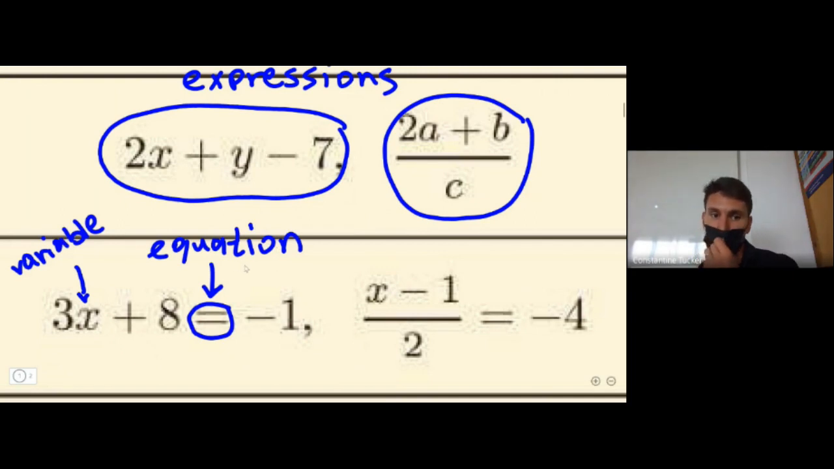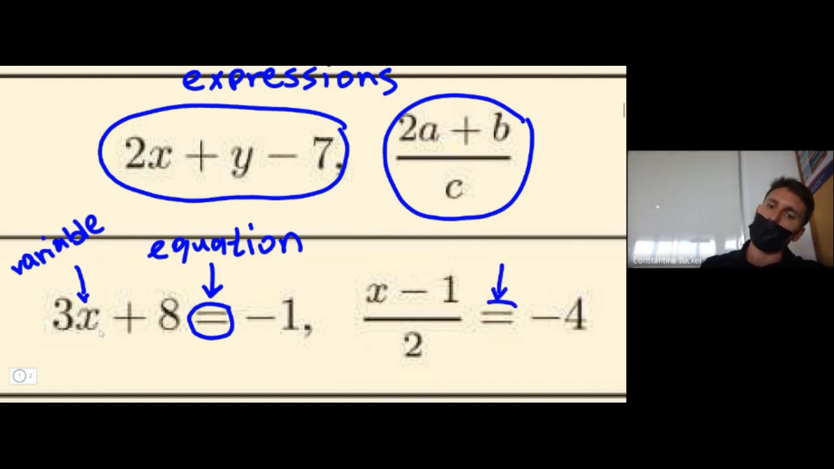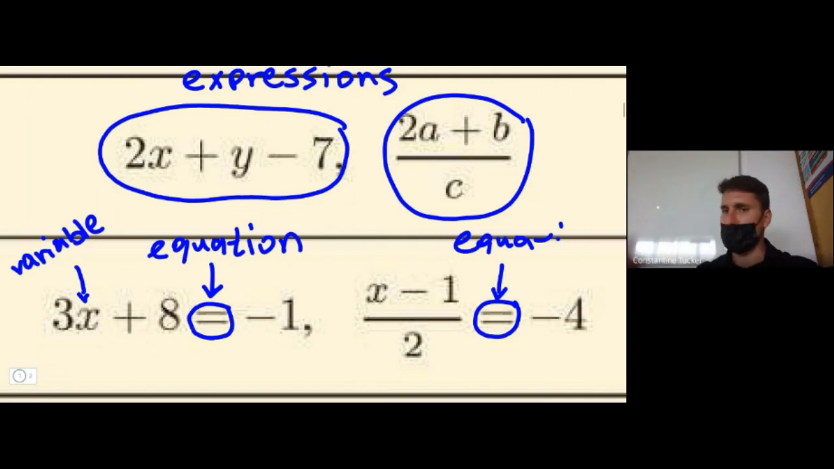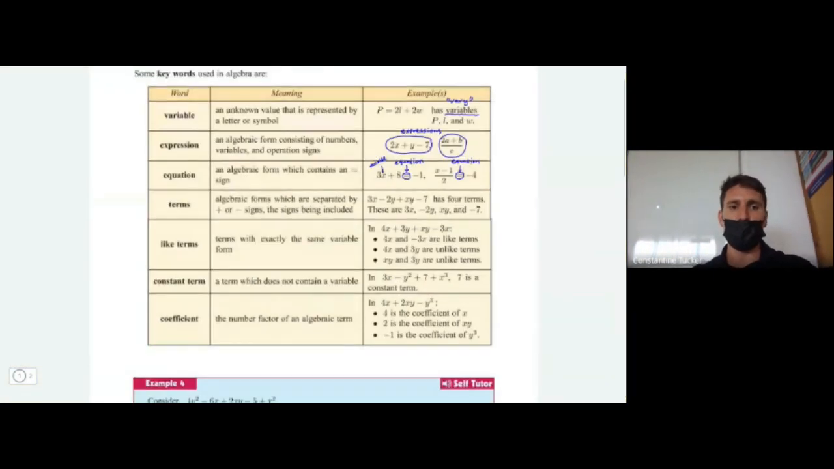And often you'll see in the future, we'll be solving these equations. We'll be trying to find what x is. And then same idea here on the right, you see we've got an equal here. Because of that equal, we've got an equation. So this whole thing with the equal and both sides, the left-hand side and the right-hand side, will be called an equation.